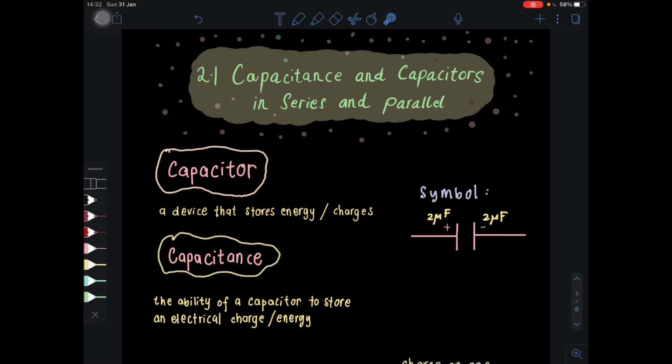Chapter 2, which is capacitor and dielectric. So in this video, I'm going to explain the first subtopic, 2.1 capacitance and capacitors in series and parallel. So first of all, we need to know what is capacitor.